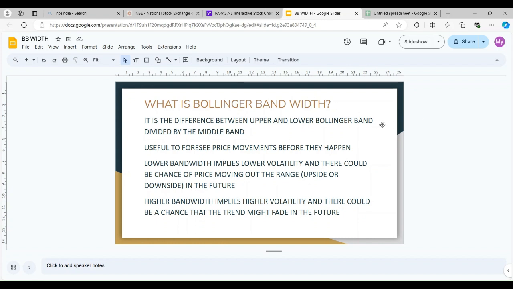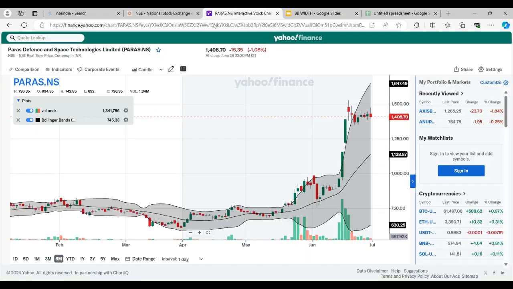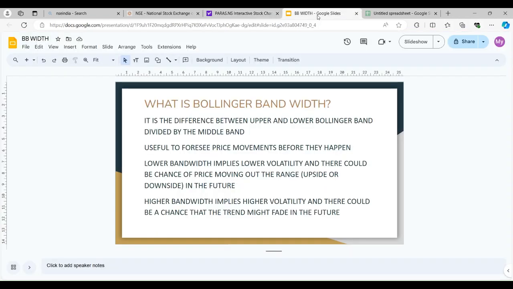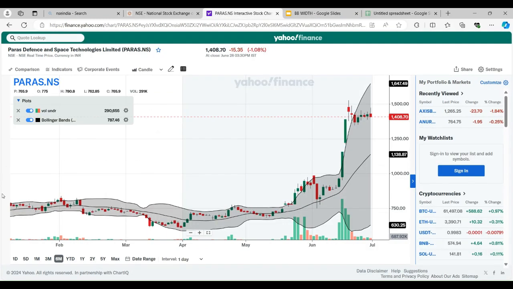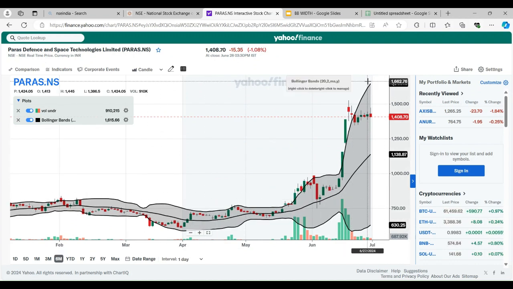Okay, so before going into the formula section, I will show you this chart. This is a period of lower volatility. As I mentioned here, lower bandwidth implies lower volatility, and there could be a chance of price moving out of the range upside or downside. Okay, so this is low volatility and it has gone up. This is higher volatility. This is lower volatility and this is higher volatility.